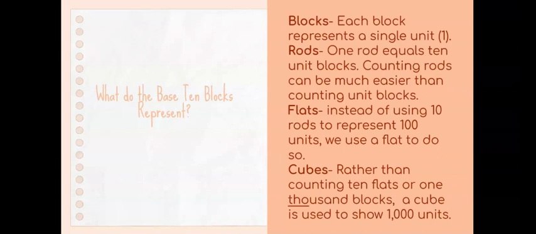So we've got blocks, rods, flats, and cubes. Each block represents a single unit, and that is used to build up onto rods. Rods equal 10 unit blocks. Then we have flats, which equal 10 rods or 100 blocks. And a cube is 10 flats, which equals 1,000 units.